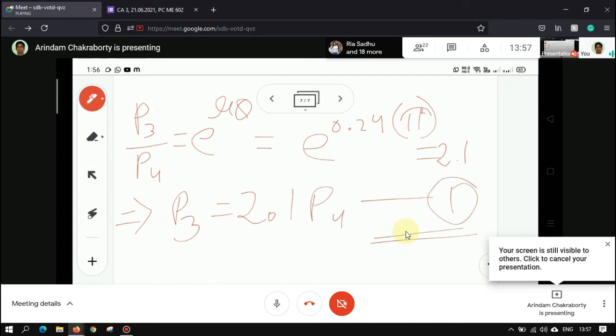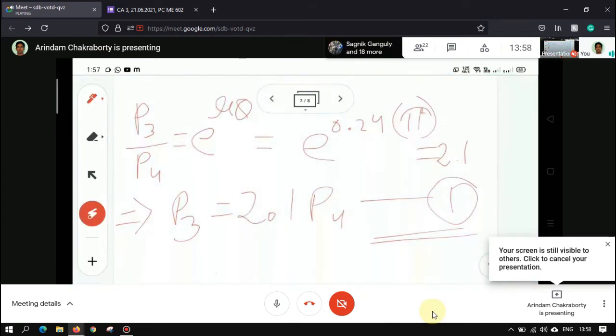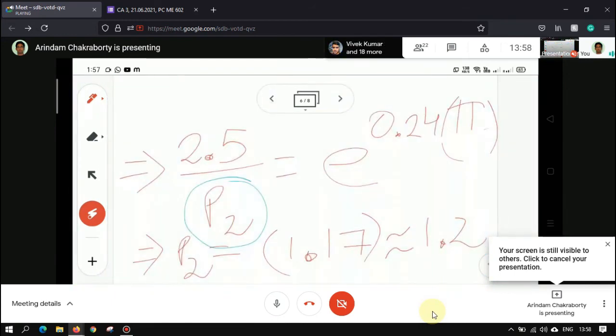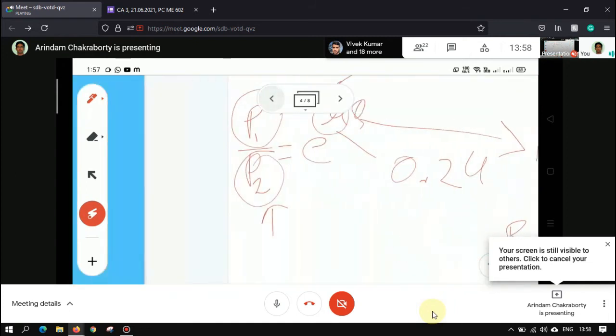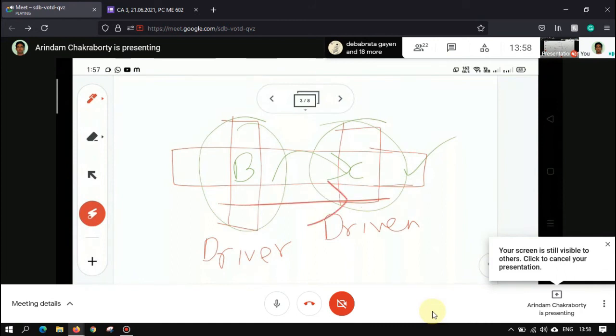Fine. Similarly, as we have read, is my whiteboard visible to you people? We could see that P1, P3 and P4 are interrelated to each other. Now the motion is transferred from B to C, as has been described in the question. So as it has been described, this is B to C. So for that we could assume.